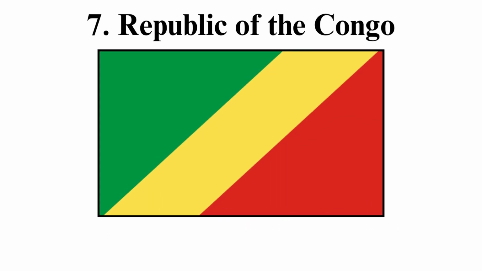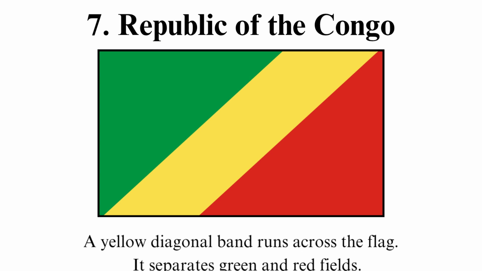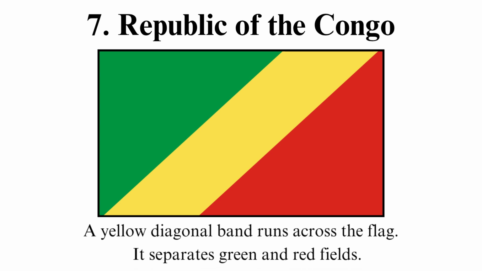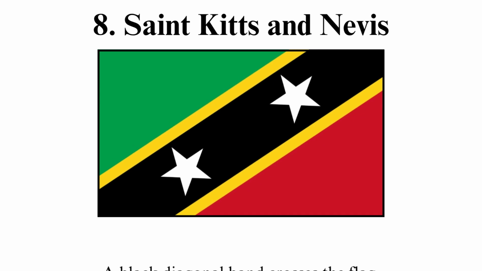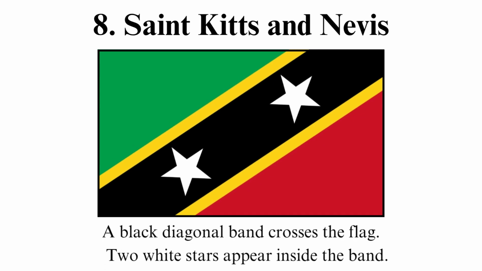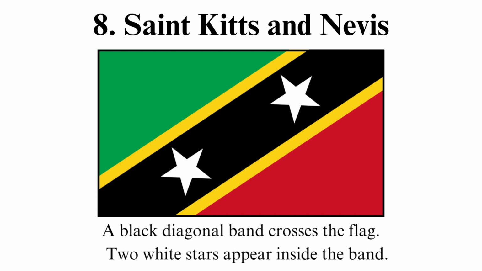7. Republic of the Congo. A yellow diagonal band runs across the flag. It separates green and red fields. 8. St. Kitts and Nevis. A black diagonal band crosses the flag. 2 white stars appear inside the band.